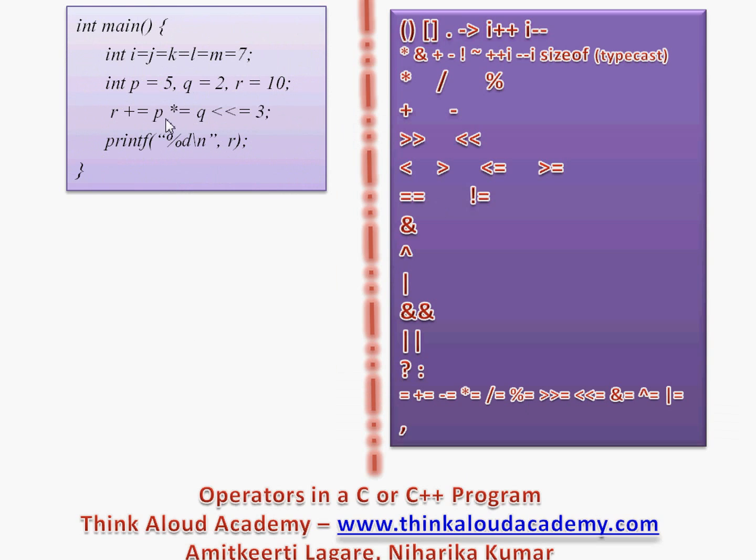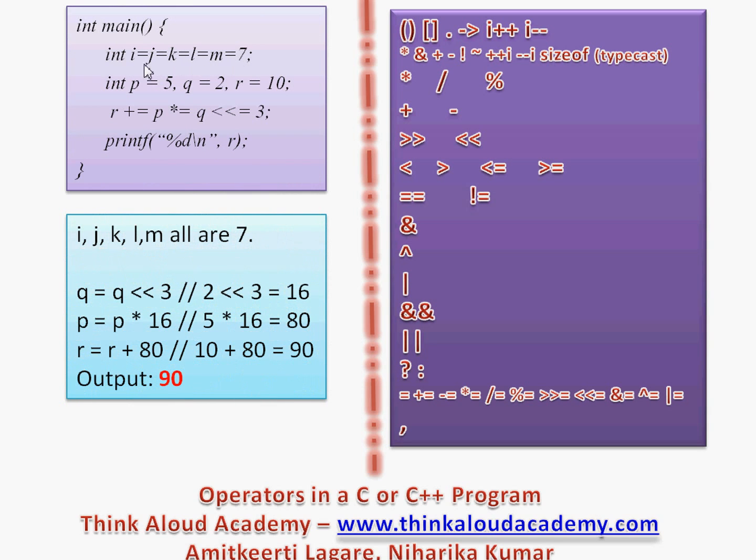Now let's look at this particular example. So we have i equal to j equal to k equal to l equal to m equal to 7. This would actually mean that i, j, k, l, m, all of them would be assigned 7. So the order of evaluation would be right to left for equal to. So m equal to 7 would be evaluated first, and the answer would be stored in l. That answer would be stored in k. That answer would be stored in j. That answer would be stored in i. So you go from right to left in this case.